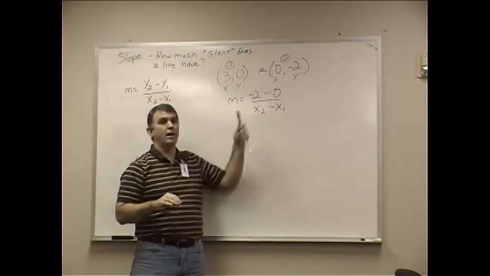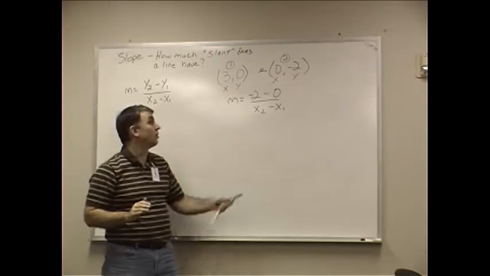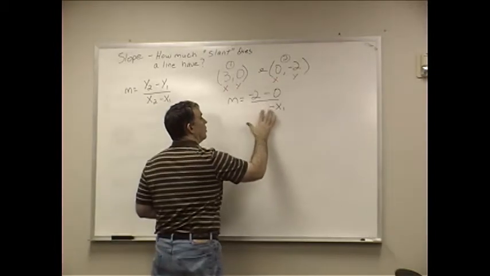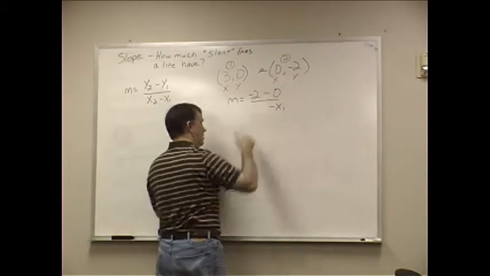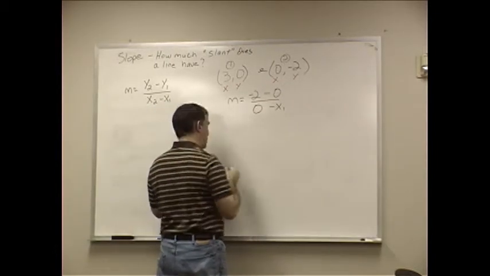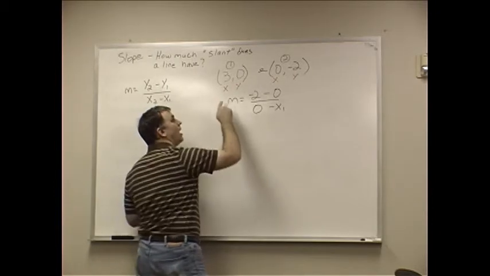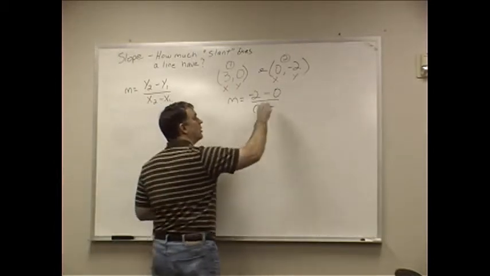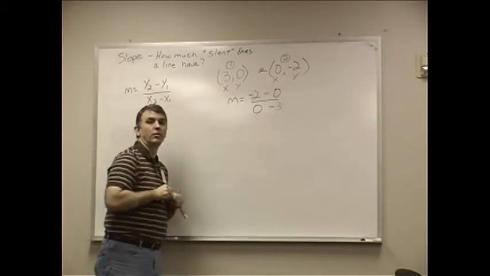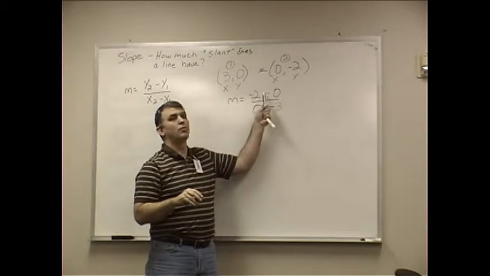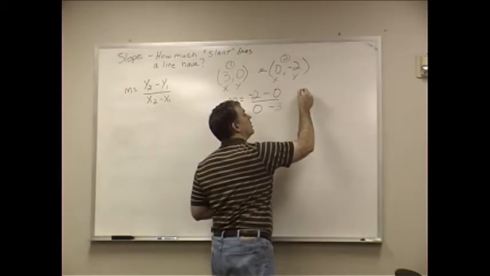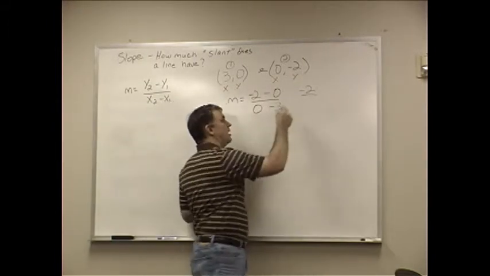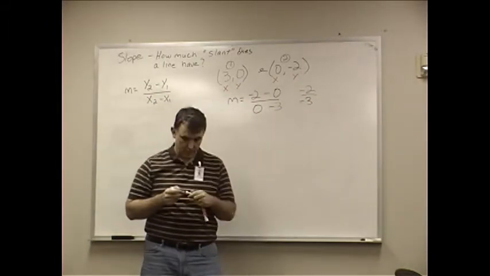Notice this minus sign here, I didn't erase it or do anything to it. The minus sign is part of the formula. x2. What's in the x2 position? That would be a 0. x1, what's in the x1 position? That would be a 3. Now I've got to do some arithmetic. Negative 2 minus 0 is negative 2. 0 minus 3 is negative 3.